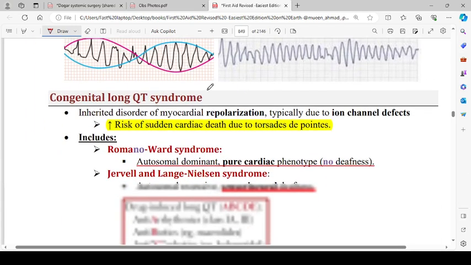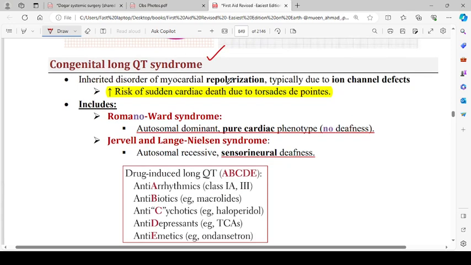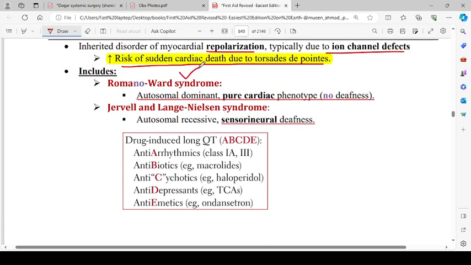Then we have congenital long QT syndrome. It is an inherited disorder of myocardial repolarization, typically due to ion channel defects, with increased risk of certain cardiac deaths due to torsades de pointes. It includes Romano-Ward syndrome and Jervell and Lange-Nielsen syndrome. Romano-Ward syndrome is autosomal dominant, with a pure cardiac phenotype and no deafness. Jervell and Lange-Nielsen syndrome is autosomal recessive with sensorineural deafness.